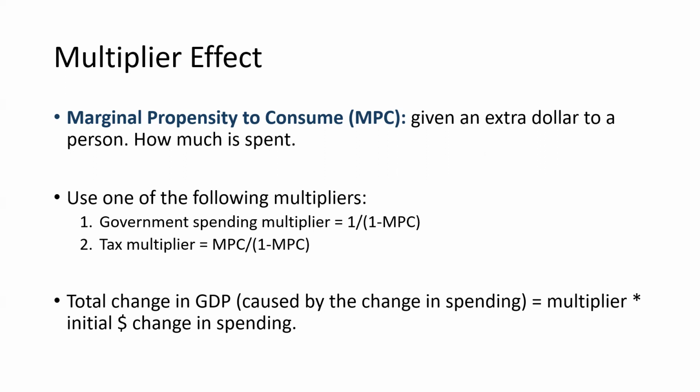So we have to use one of the following multipliers: the government spending multiplier or the tax multiplier. It depends on what kind of fiscal policy you're using. The government spending multiplier equals 1 over 1 minus MPC, while the tax multiplier equals MPC over 1 minus MPC. The total change in GDP caused by the change in spending equals the multiplier times the initial change in spending.